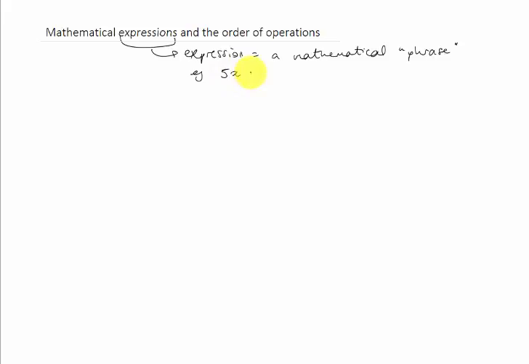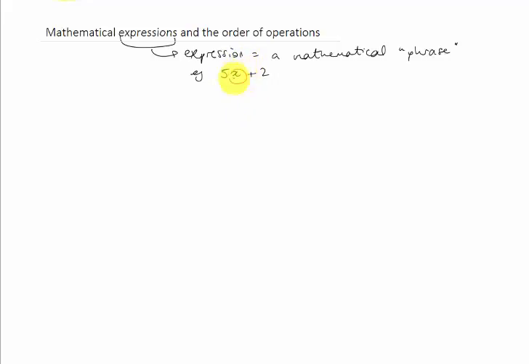So that would be something like 5x plus 2. So what do we have here? We've got some numbers, 5 and 2. We've got some operations, so this addition here, and we've got the multiplication of 5 times x, and this expression happens to contain a variable.